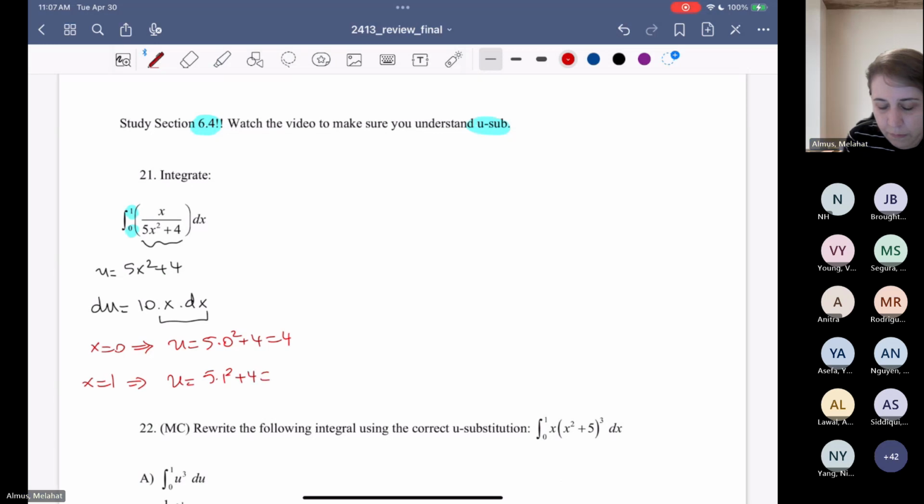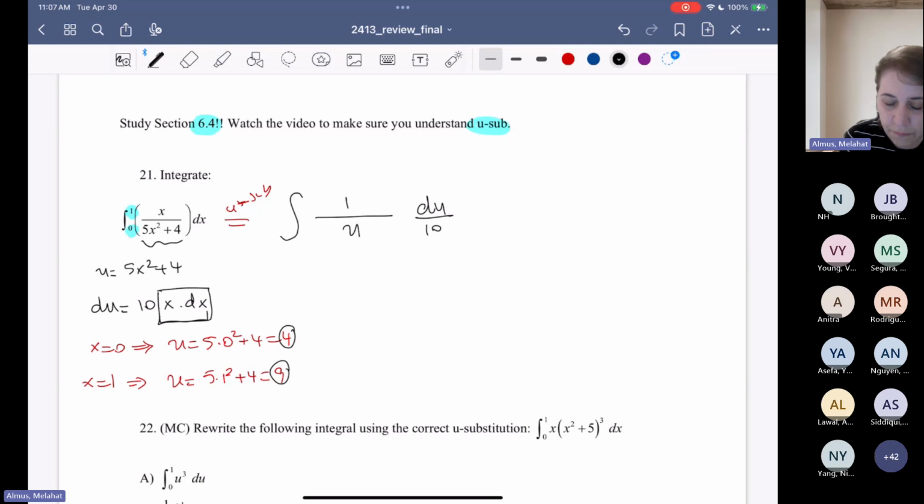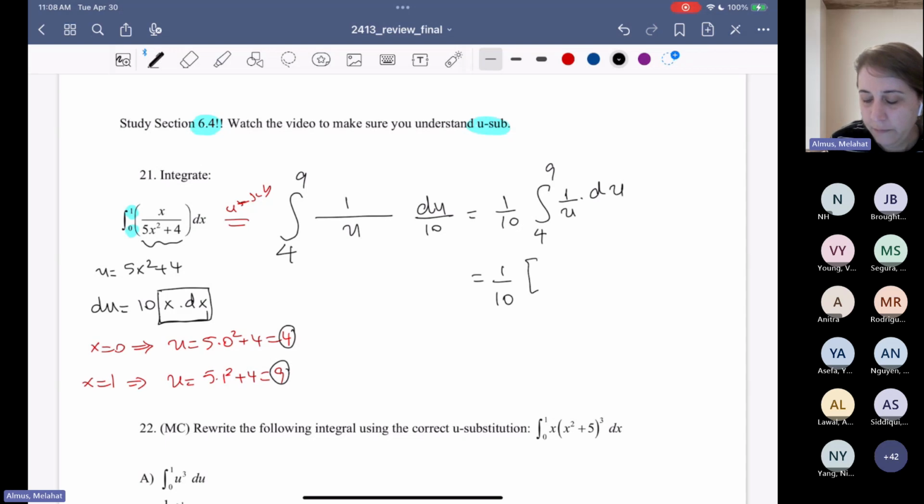And 9. Okay, now we're going to apply u sub. And the problem will become x dx is equal to du over 10. And the new limits are 4 to 9. Let me write 4, is it 4? Okay, it's not random. We are applying the rule that we declared. All right, then 1/10 pulled out. 1/u du. And we know how to integrate 1/u. It's ln.